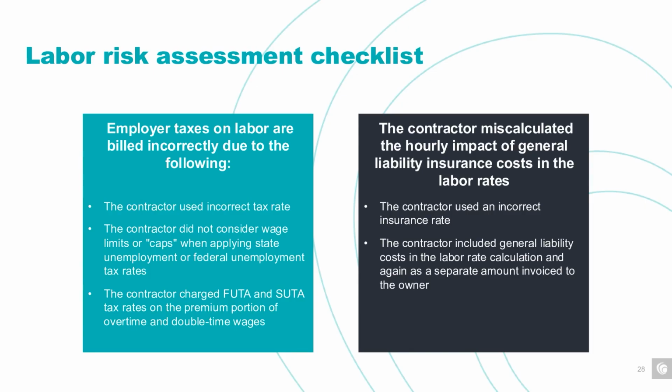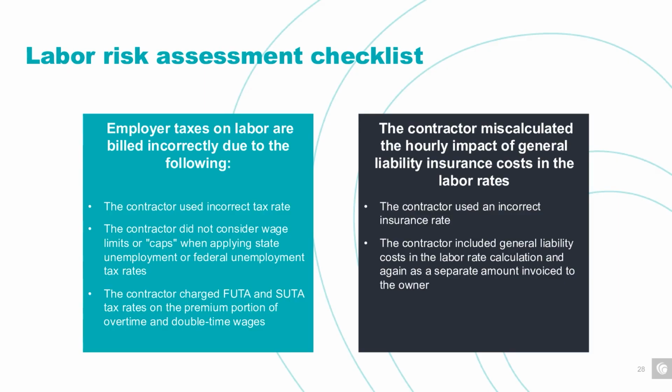Employer taxes on labor are another area where errors can occur. Contractors may use the wrong tax rates or fail to apply wage limits when calculating unemployment taxes. The contractor might also apply FUTA and SUTA taxes on overtime and double time wages, which is not correct. Those taxes should only apply to base wages.